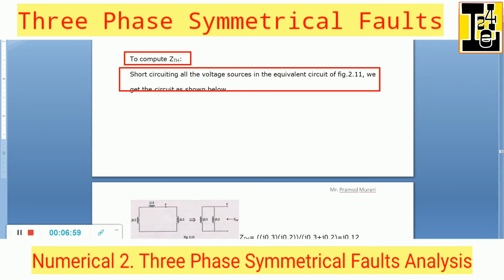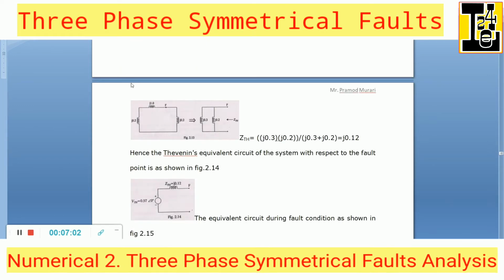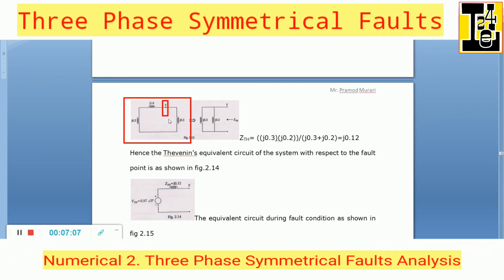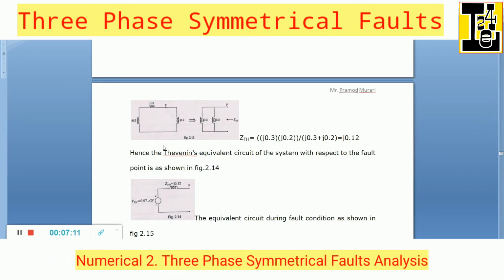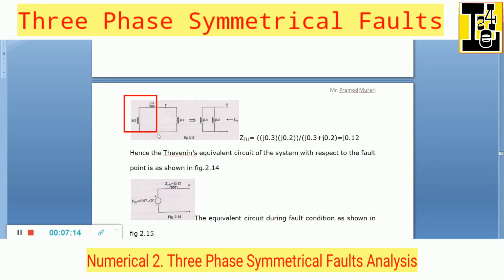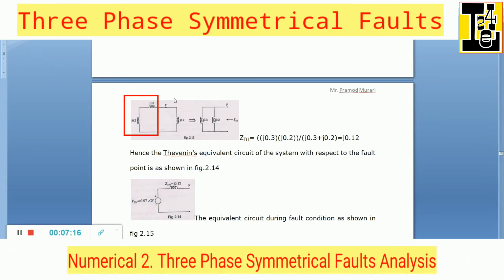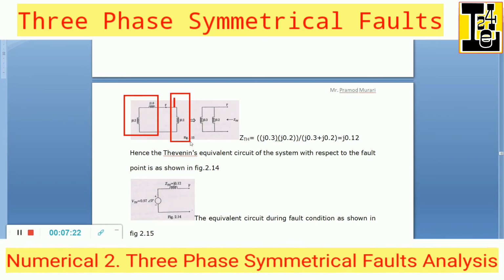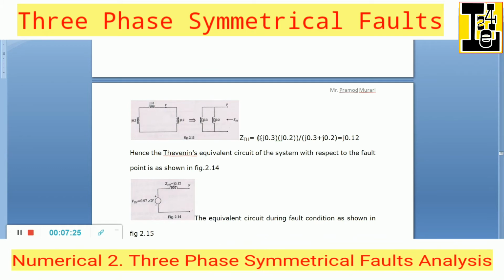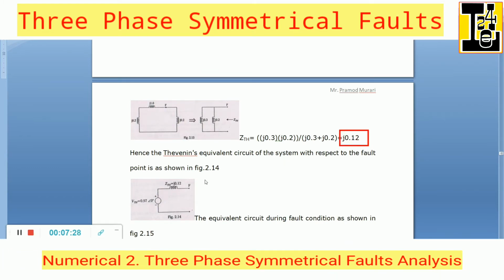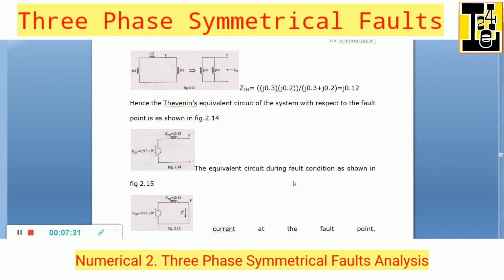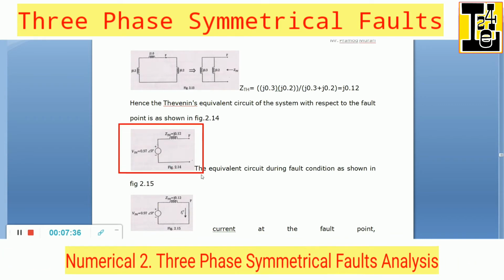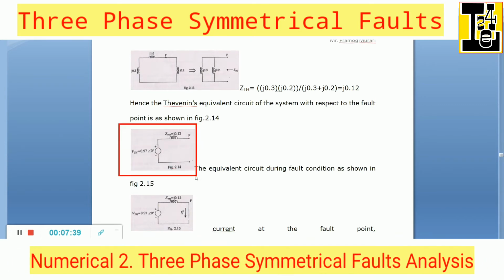Then we can get, after short circuiting, the equivalent diagram will become like this. So with respect to the fault point and the reference, the 0.2 J and 1 J are in series, and hence this is in parallel with 0.2 J. So Z Thevenin is equals to 0.12 J. Hence the Thevenin equivalent circuit of the system with respect to the fault point is V Thevenin in series with Z Thevenin with respect to the fault point.